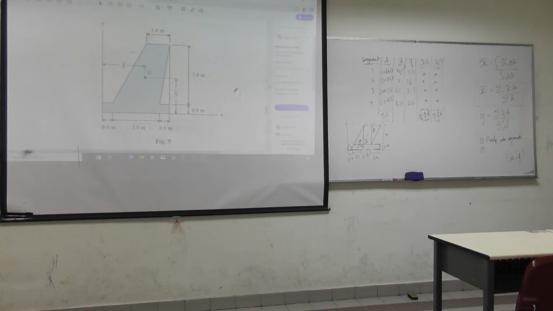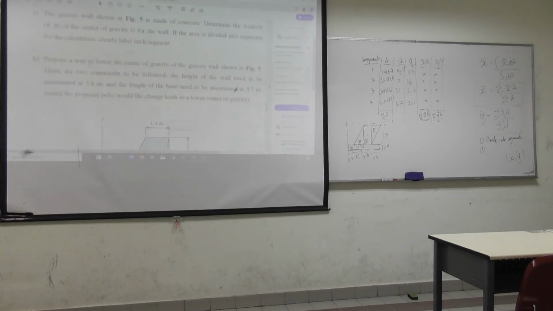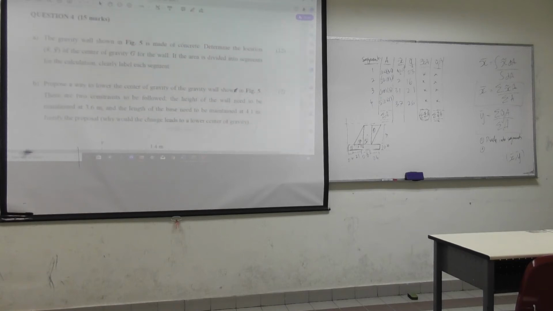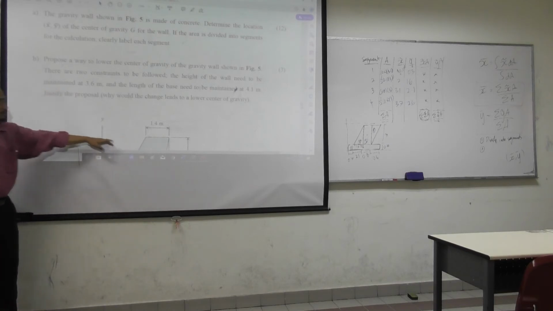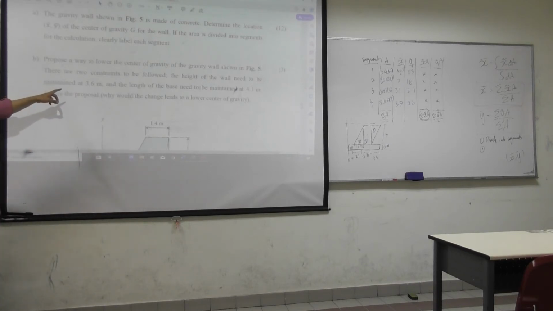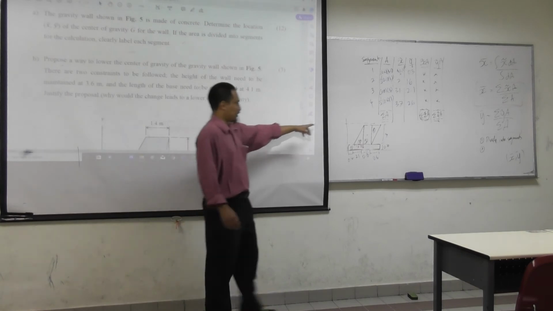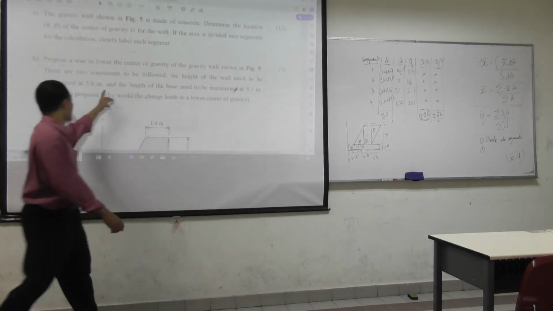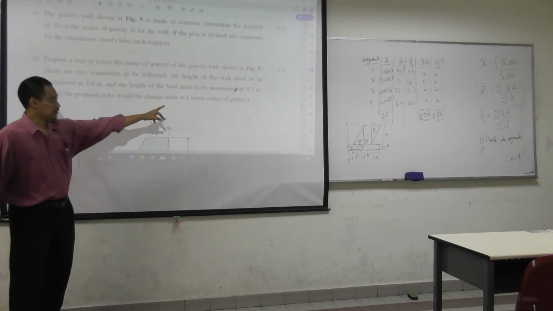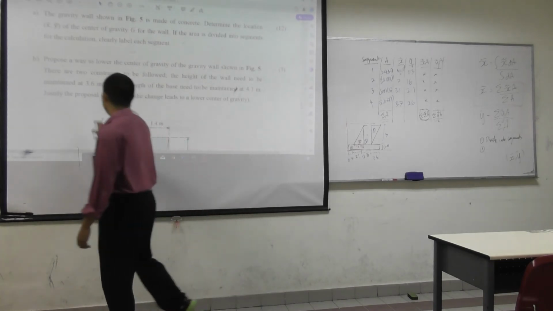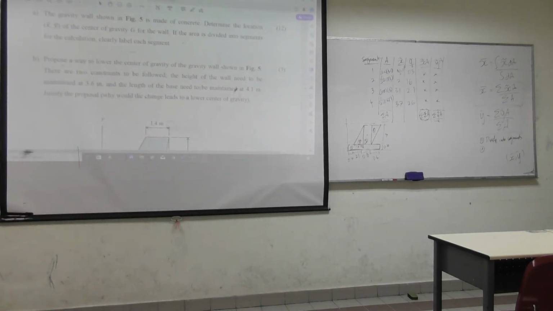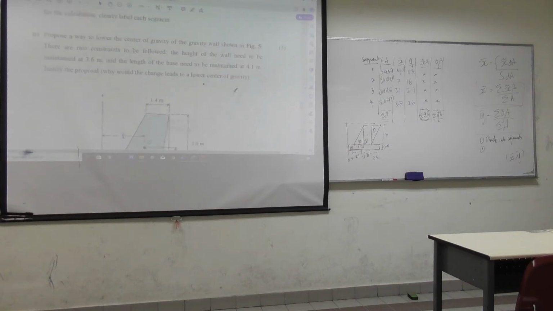I think there's 3D question in the other question. And by the way, there are also questions like this. Propose a way to lower the center of gravity of the wall that we just solved. There are two constraints. One is the height of the wall need to be maintained at 3.6, so meaning that its total height should be 3.6 still, and the length of the base should be 4.1. So this whole thing should be maintained as 4.1 at the base. Okay, so what do you propose and why? How that will be making the center of gravity low?